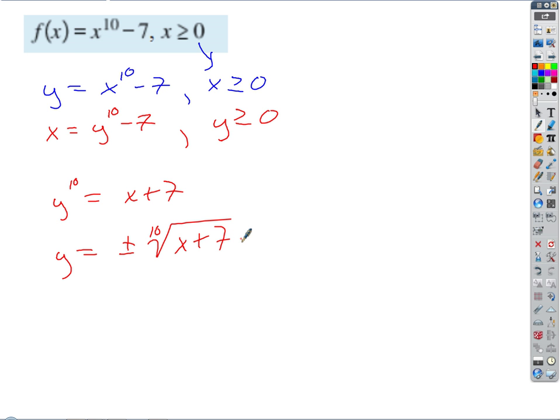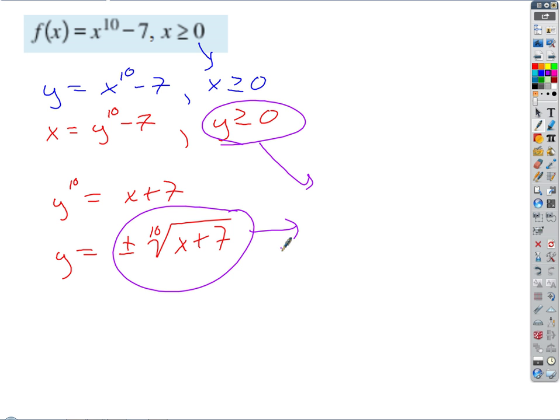right? But look at our domain. Our domain includes only positive values. So which of those signs do you think that we're going to keep in this case? The positive, right? So when we combine our domain with our solution, we end up getting y equals only the positive. Now, what if that had been negative? Then we would have kept the negative sign, right? So we just get positive 10th root of x plus 7. Okay? We'll come back to that later in the year and talk more about that. But for now, those are just the rules that we follow.